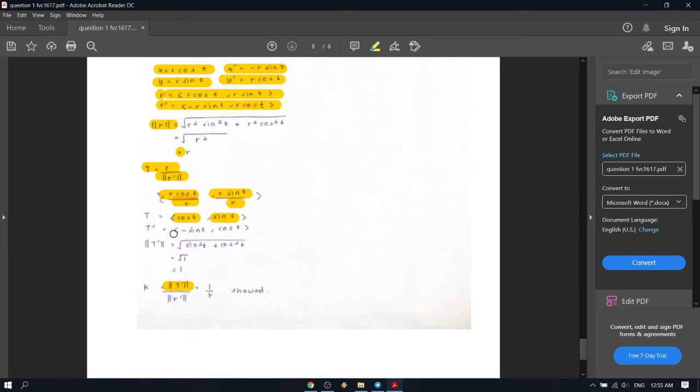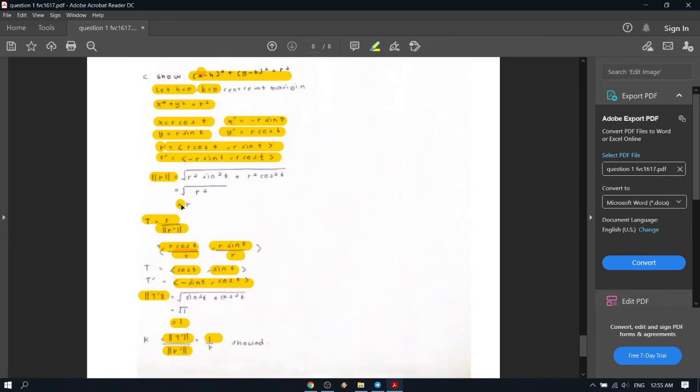We differentiate the unit tangent and we get something like this. We get the magnitude of the first derivative of the unit tangent, and we get 1. For the final step, we substitute the value of the magnitude of the first derivative of the unit tangent here, and we divide by the magnitude of the first derivative of r.